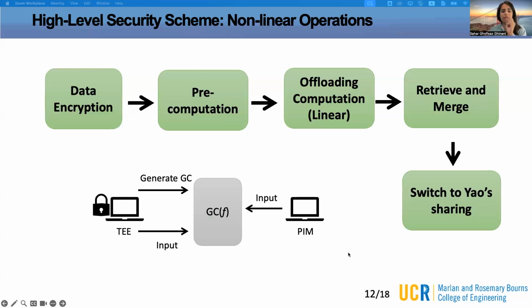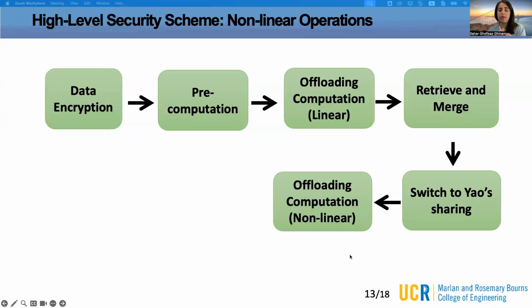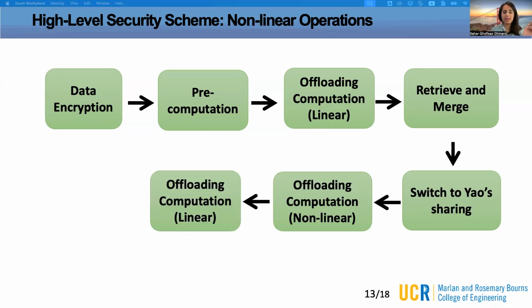So then both of our parties can input their encrypted data to the circuit to get the final result of the computation. When we are done with the nonlinear part of the computation, the rest is the same scenario as before: performing the remaining linear computation, and then merging the results from PIM and TEE on the TEE side to get the final result.